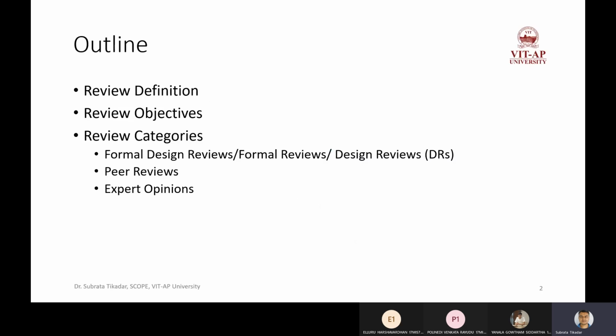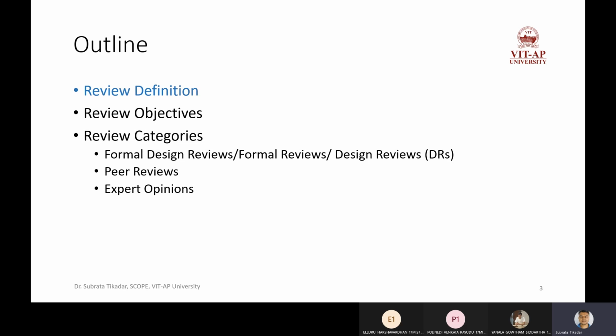So this is the outline for today's session. Review definitions: first we'll learn what a review is, then the review objectives, the purpose or objective for which we do reviews, and then what types of reviews there are with their details. We'll learn the details of formal design reviews, then peer reviews, and we'll have some knowledge of expert opinions as well. So let us go one by one.